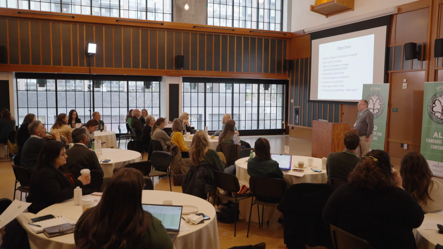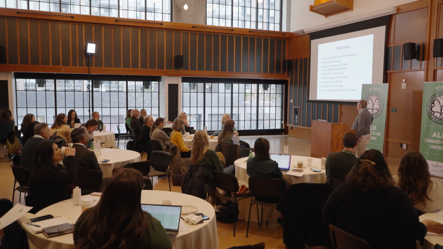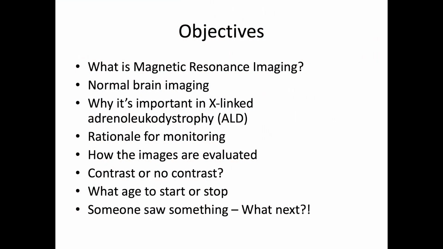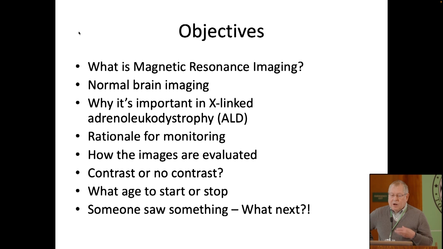Okay, I changed the focus of my talk just a little bit. I figured I'd cover what is MRI, what does normal brain imaging look like, why it's important in X-linked adrenoleukodystrophy, our rationale for monitoring, how the images are evaluated. I am going to discuss contrast or no contrast. I was going to cover what age to start and stop, and then what happens when someone sees something, what next? Because I think that's what we get the most emails about: someone saw something, what am I going to do? What are the next steps?